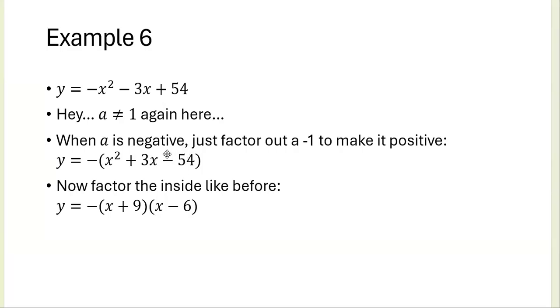We want two numbers that multiply to negative 54, and they add to 3. The two numbers would be 9 and negative 6. So we can write it as negative times x plus 9 times x minus 6. Okay, so I wanted to go through example 5 and 6 to start introducing that we can factor out a GCF first before we do this quadratic factoring to make our life a little easier.